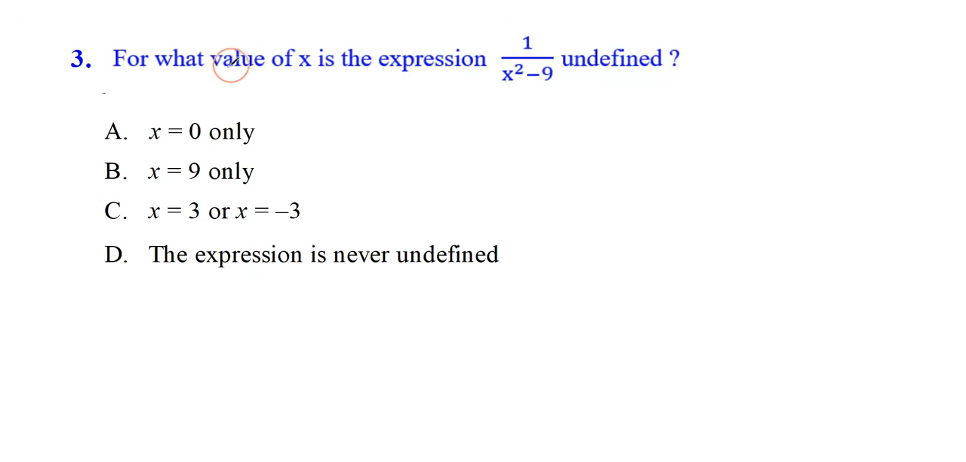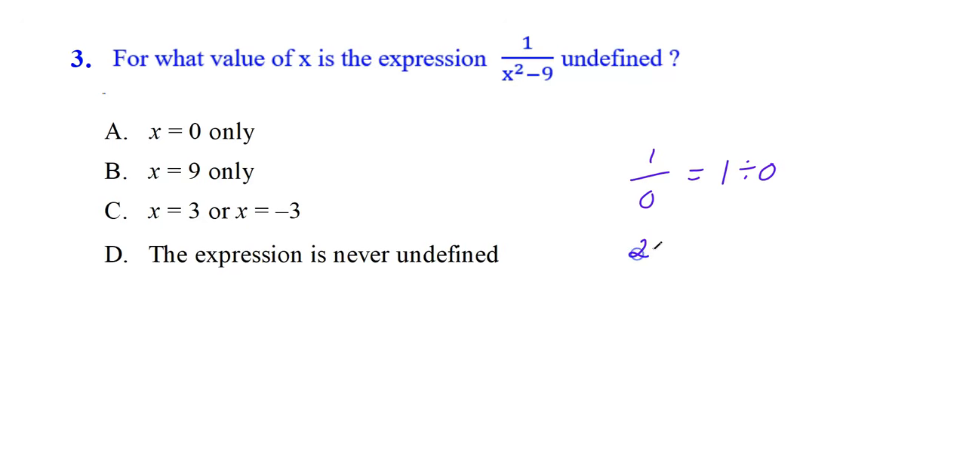Question 3. For what value of x is the expression 1 divided by x squared minus 9 undefined? Well, an expression is undefined if the denominator, or the stuff at the bottom, is equal to 0. So for example, if you had something like this, 1 over 0. If you punch this into a calculator, 1 divided by 0, you would get an error message on your calculator. So anytime there's a 0 in the bottom, or if you divide by 0, it's undefined.